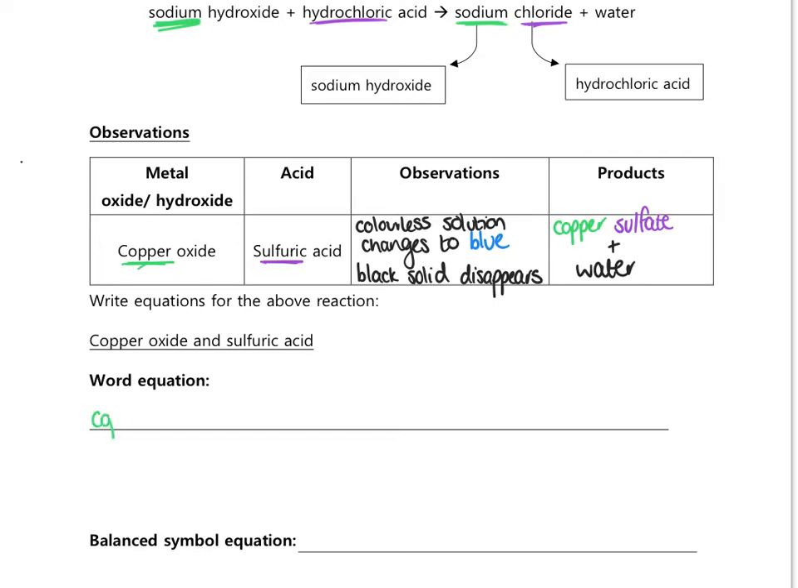Let's now write our word equation for that reaction. So we've got copper oxide plus sulfuric acid reacts to give us our copper sulfate, which we've just named above. Copper from our copper oxide, sulfate from our sulfuric acid, and our side product this time is water.